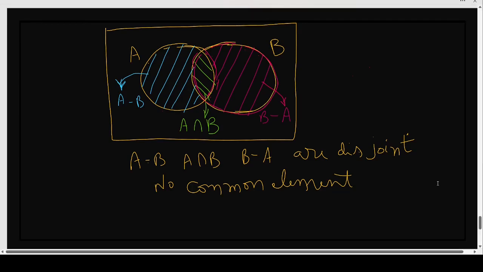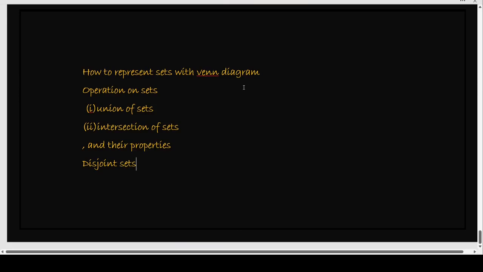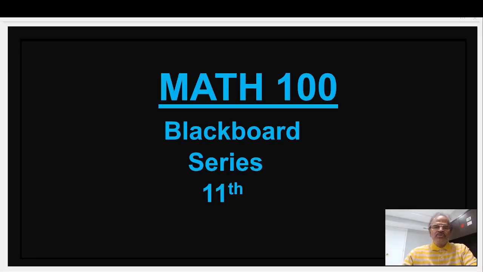That concludes this video. In this video, we discussed how to represent sets with Venn diagram and operation on sets, union of sets, intersection of sets, and their properties, and what are the definition of disjoint sets. Hope you understood the concepts and solutions well.